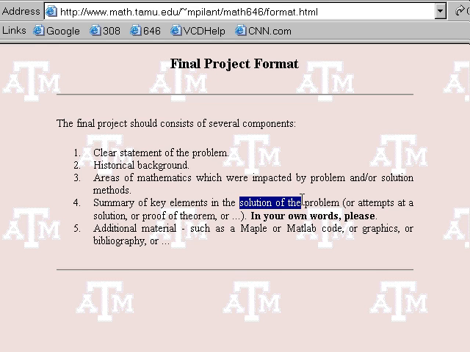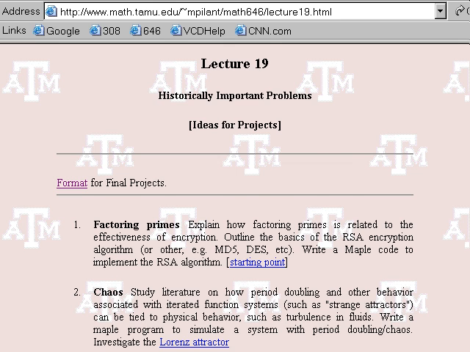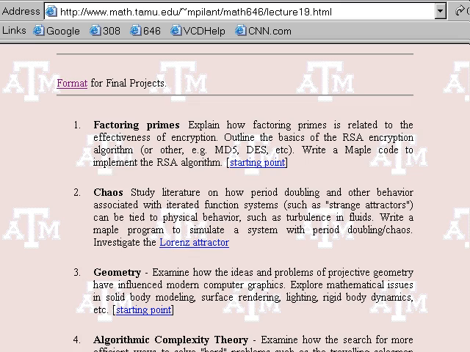It should also give an indication of the key elements in the solution of the problem, if it in fact has a solution, or attempts at a solution or a proof of the theorem in the case of the n-body problem or Fermat's last theorem. And please do it in your own words. Don't just cut and paste stuff out of the web. That would not be the goal of this. Also, at the end, there should be additional material in the sense of a bibliography or reference list or a Maple, MATLAB code, etc. So I'll be a little more specific as the time goes on.